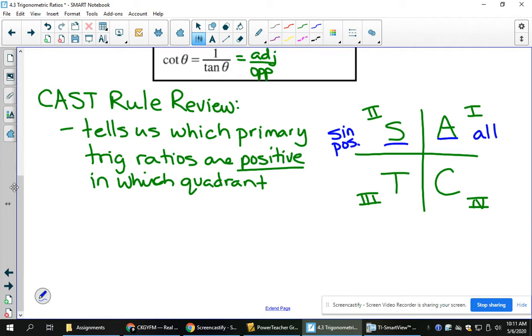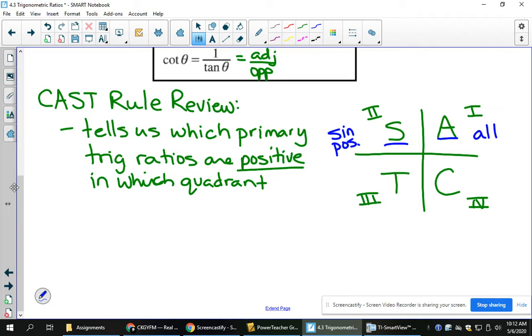The CAST rule is always telling us what's positive. And by consequence, we can actually decide what's negative. If sine is the only trig ratio that's positive, that would mean that cosine and tangent have to be negative. Now that we know companion trig ratios exist, we can expand this to say sine is positive, as well as sine's companion, which is cosecant, and everything else is negative.